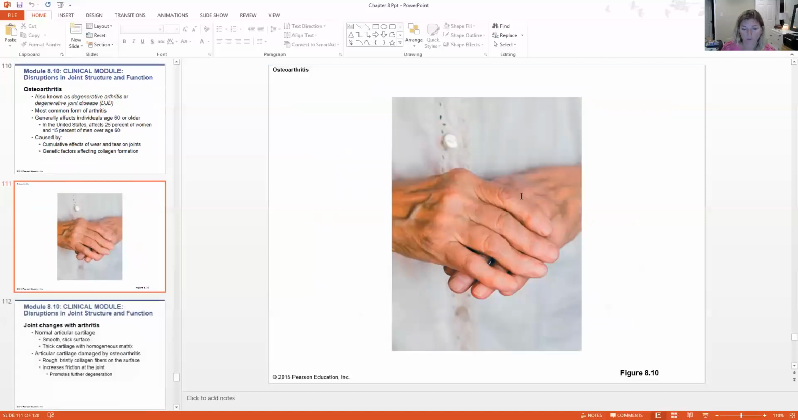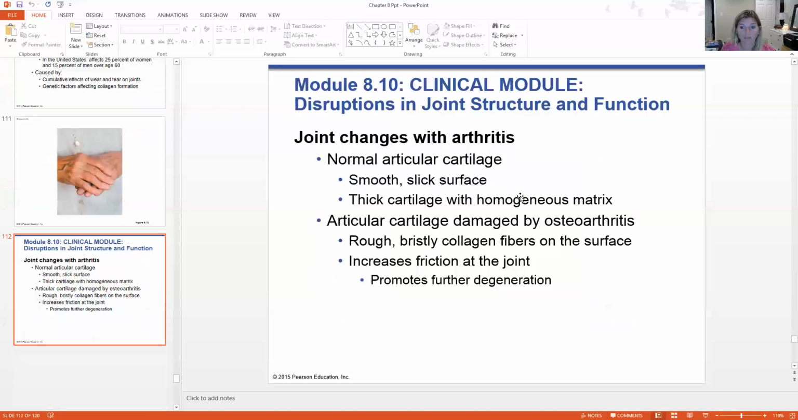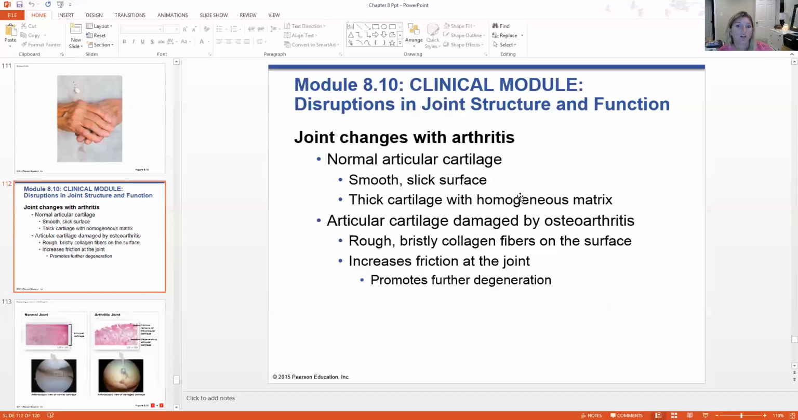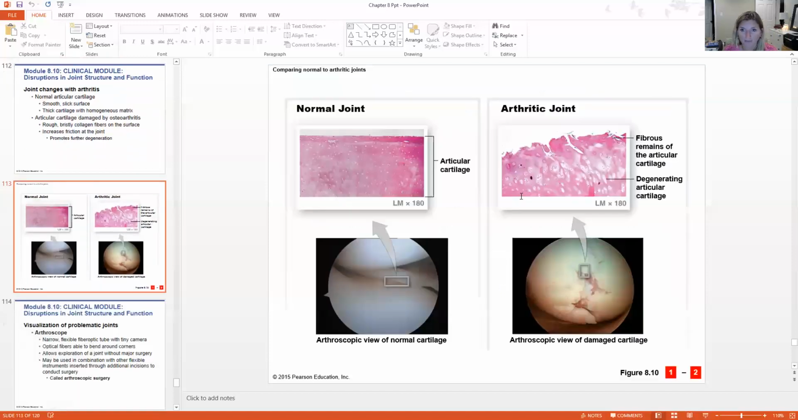There is osteoarthritis, inflammation of the joints. They're just inflamed because they're wearing away. Those articular cartilages just aren't there. So in normal joint changes with arthritis, typically you have that smooth, slick surface, but in osteoarthritis, you're going to have maybe bristly, worn away collagen fibers. That's going to increase friction at the joints. That's going to promote further degeneration, that's going to promote inflammation, etc. Pain, all of the above.